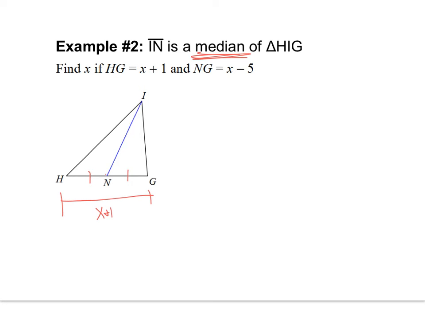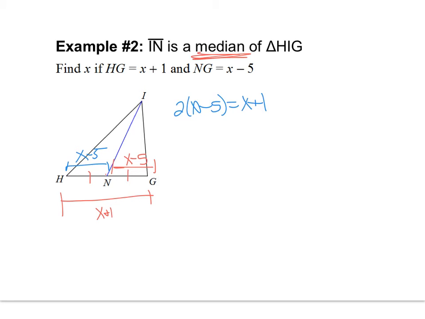And NG, which is this part, is x minus 5. So once again, it's one of those things where I know that this is also x minus 5 because they're congruent, right? So I can do 2 times x minus 5 equals x plus 1.